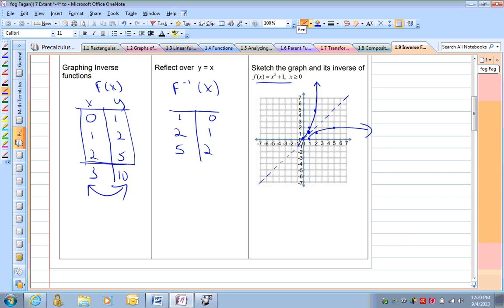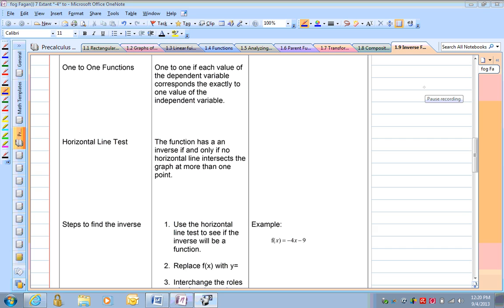All right, let's move on. If you need to stop and pause and write that down, that would be great. We're going to talk about two quick things here, and then we're going to actually go through a manipulation and steps to find an inverse algebraically.